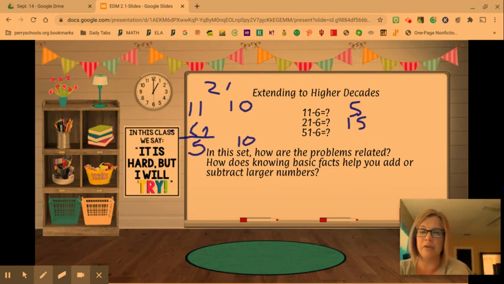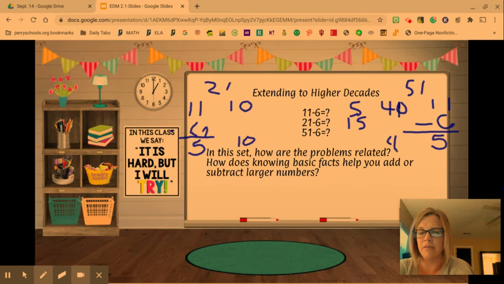Same thing for 51. I can break that apart into 11 and 41, and I'm going to subtract my 6. 11 minus 6 is 5, and then that should be 40. I'm going to have 40 and 5, and that is 45. So 51 minus 6 is 45.